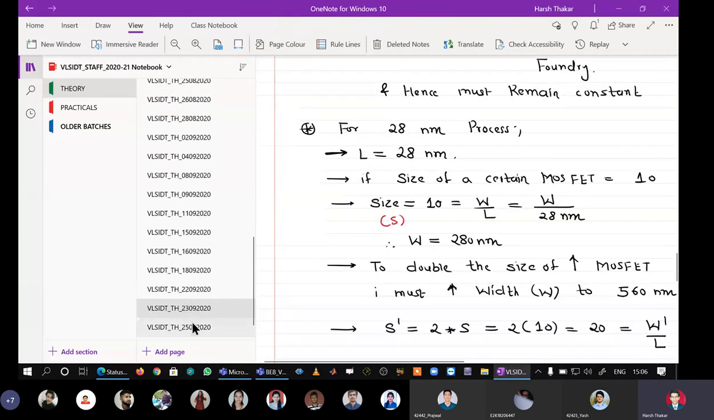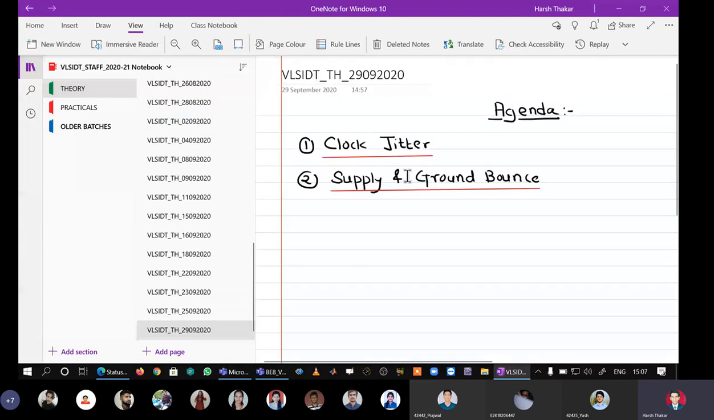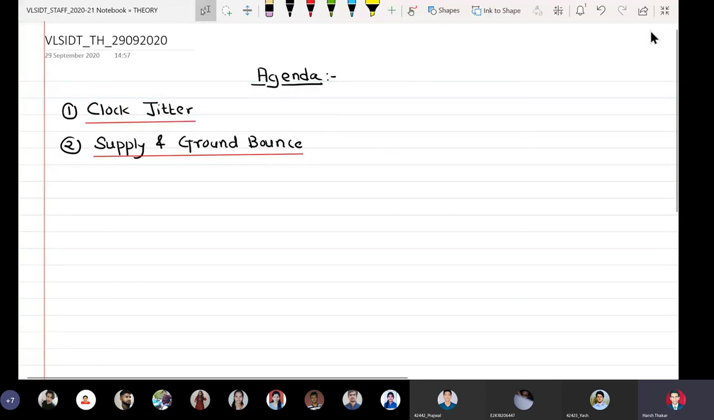And today we are going to discuss two important topics in the syllabus: clock jitter and supply and ground bounds. These are two very important, interesting, analytical topics. At the same time, almost every year one of these questions is asked in the exam, so it's also important from that viewpoint. First we will jot down some theory about clock jitter. Then using instructive waveforms, we are going to explain what clock jitter is.